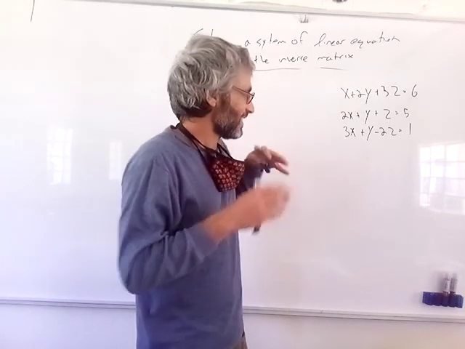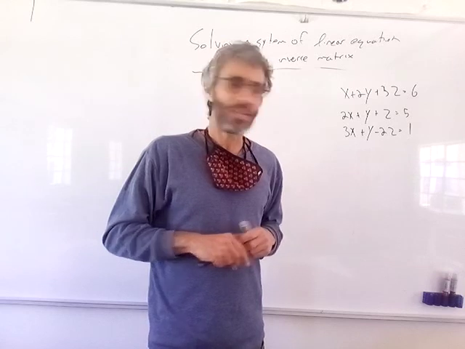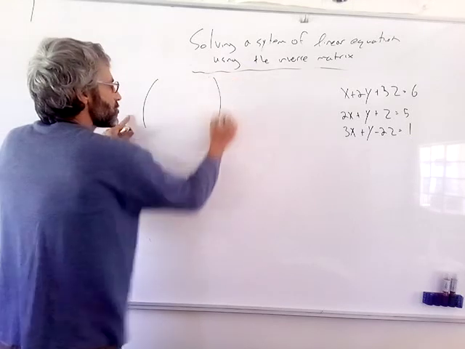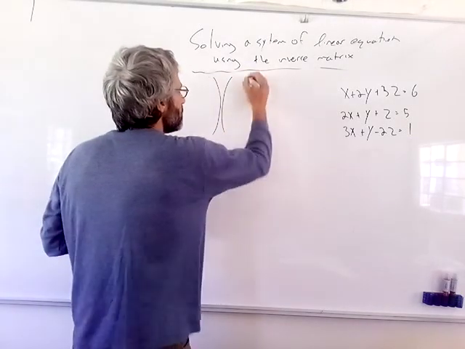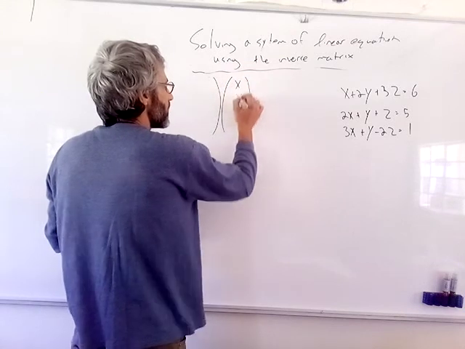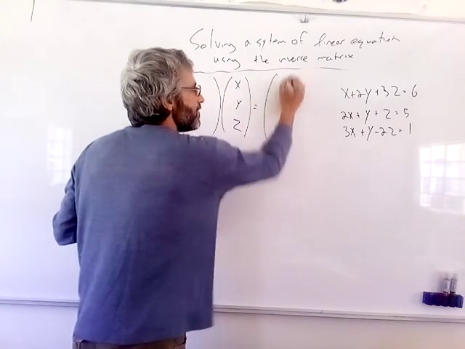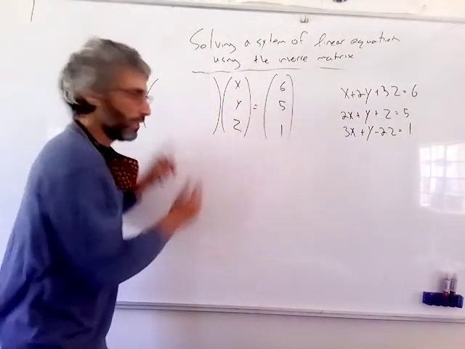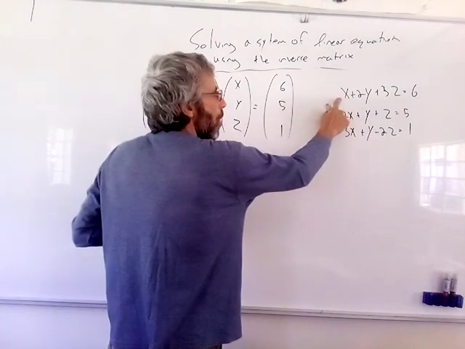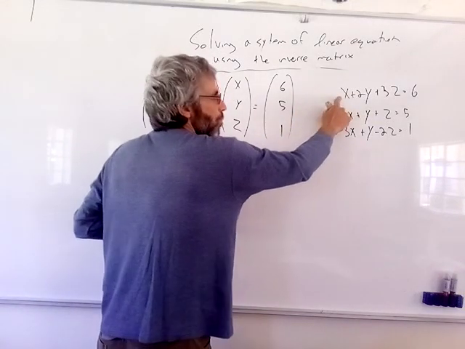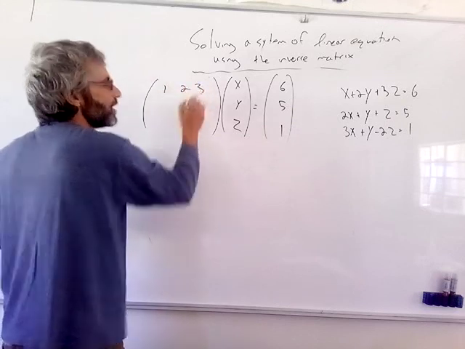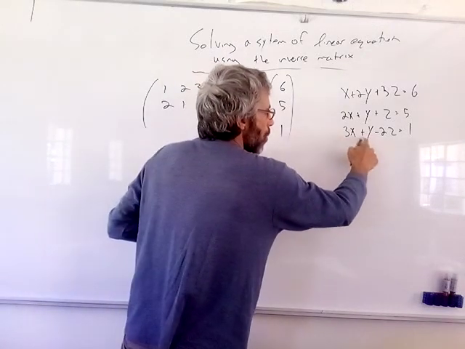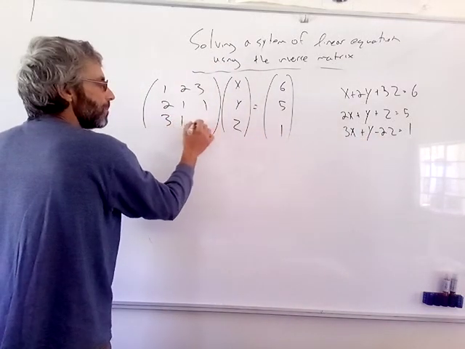So then we can look at the matrices, because now we know that this system can be written like that. I'm going to write down the matrix of the coefficients times the vector of the variables x, y, z equal the vector of solutions. The vector of solutions is 6, 5, and 1. So let's write down the matrix of the coefficients. You just write down the rows. The first row: 1, 2, 3. Then 2, 1, 1. Then 3, 1, minus 2.